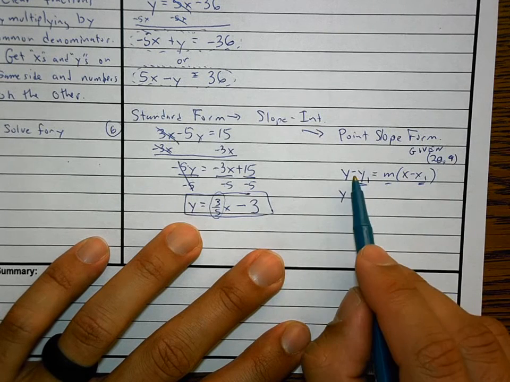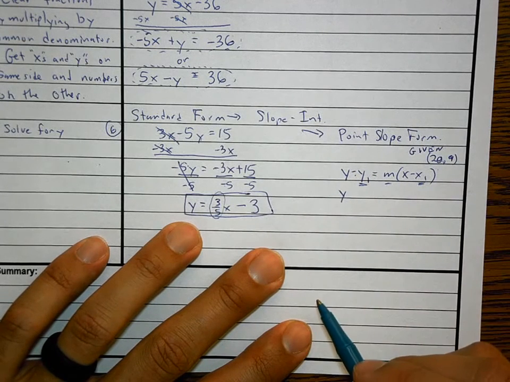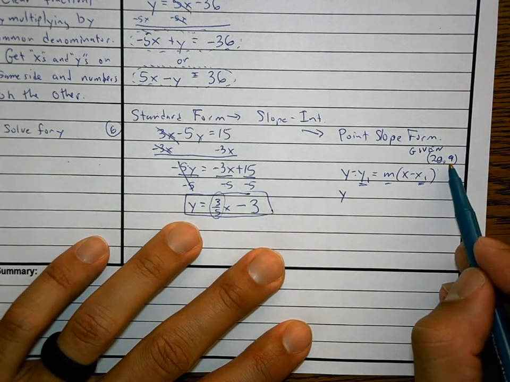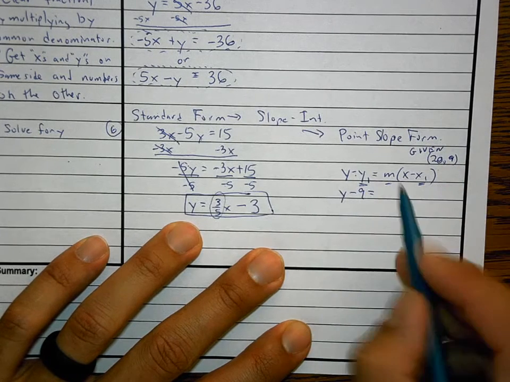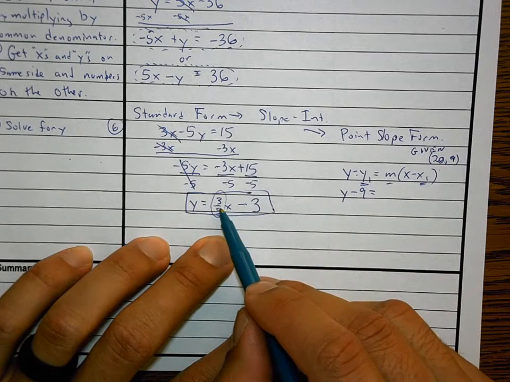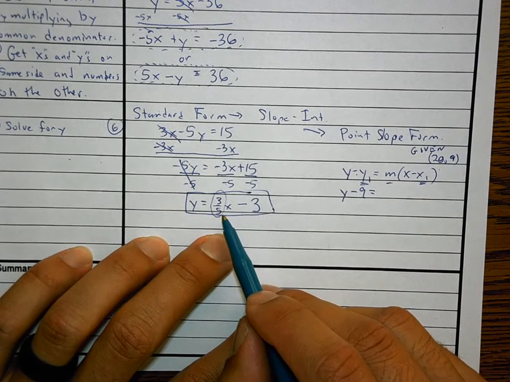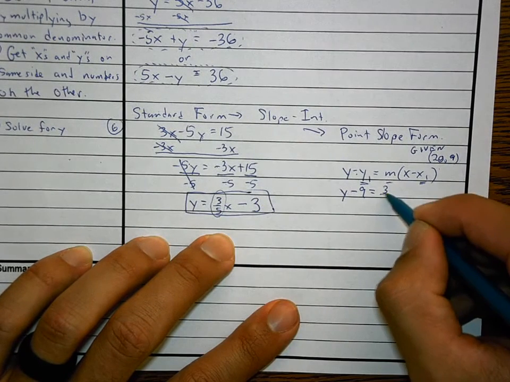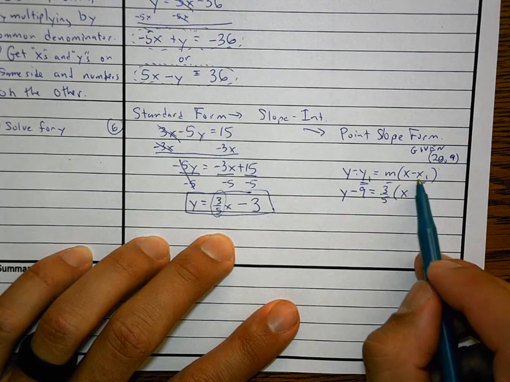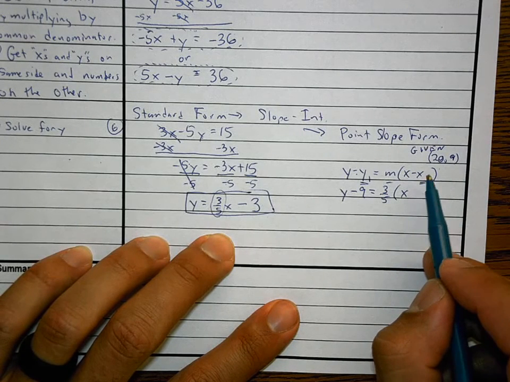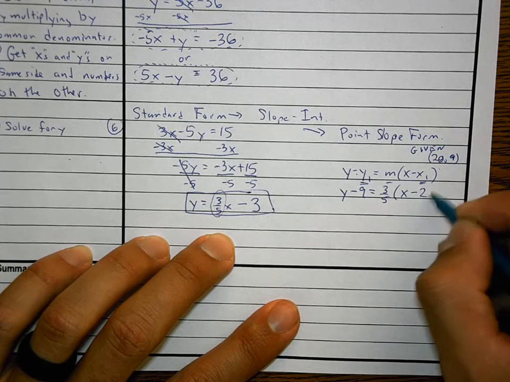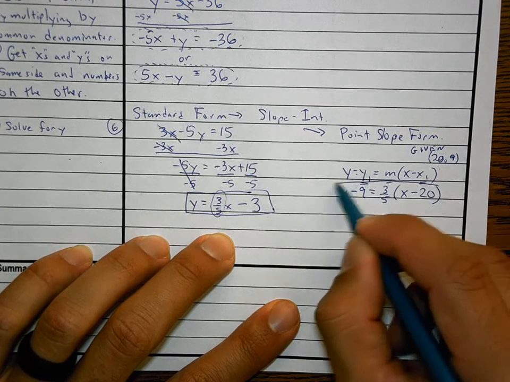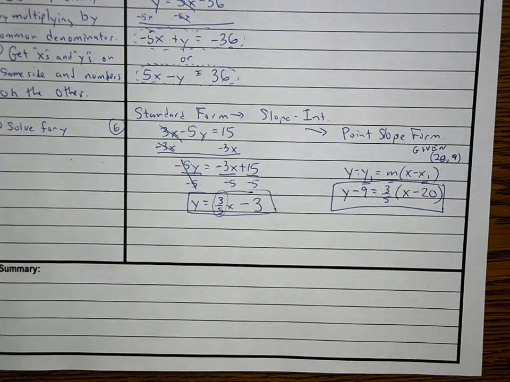I need to do the opposite of my y value. Here's my y value. What's the opposite of 9? M. Do I know what my m value is? X. I need to do the opposite of my x. What's my x value? What's the opposite of my x value? And now you have your answer in point slope formula.